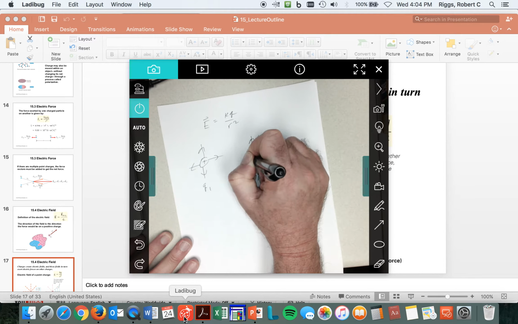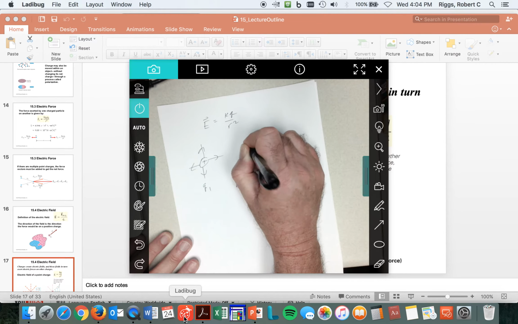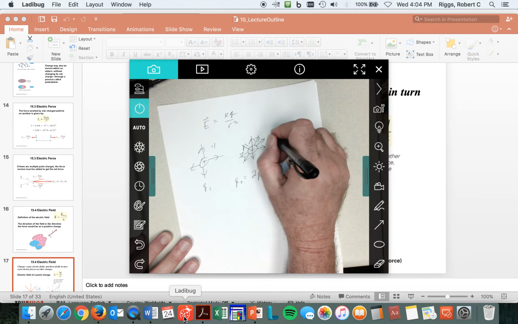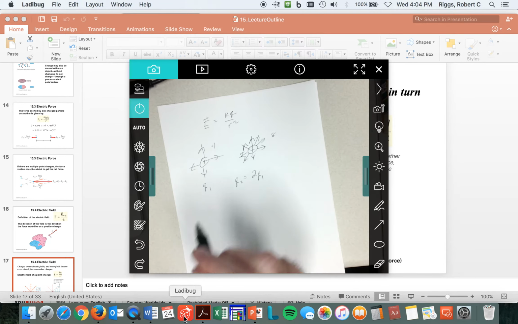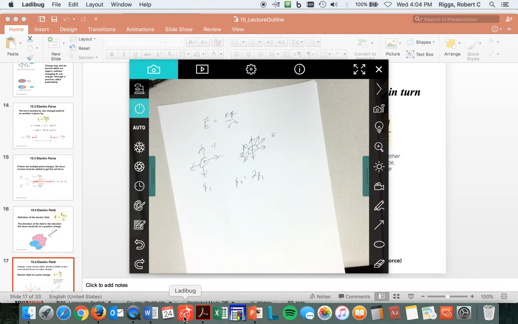Four, 5, 6, 7, 8. This one has 4 field lines. This one has 2 because it's got twice as many. Much stronger electric field here. And again, it's the kQ over r squared. Okay, that's the electric field.